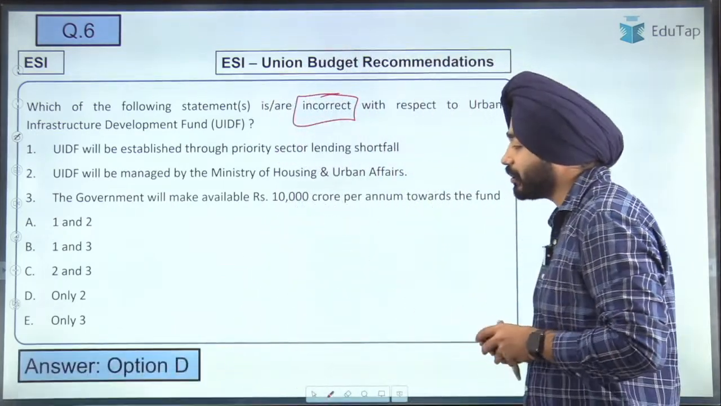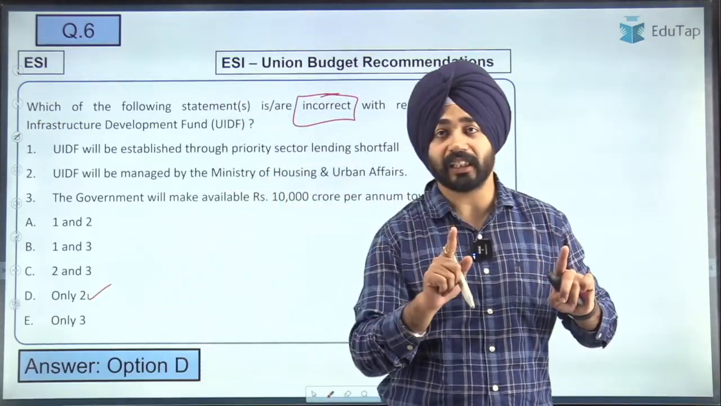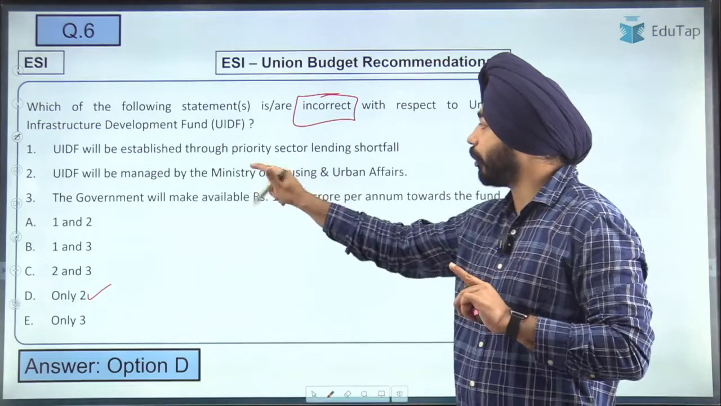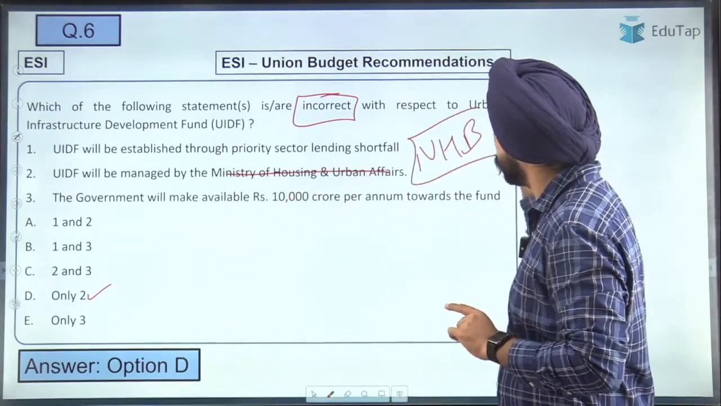And yes, guys, the answer is absolutely right. It will be option number D, that is, only 2 is the right answer here. So it is not established by the Ministry of Housing and Urban Affairs. It is established by the National Housing Bank.